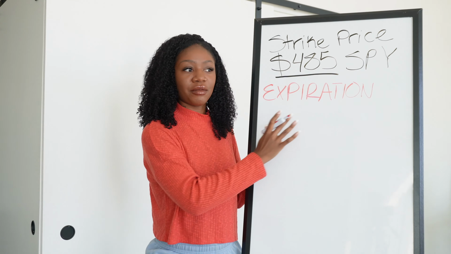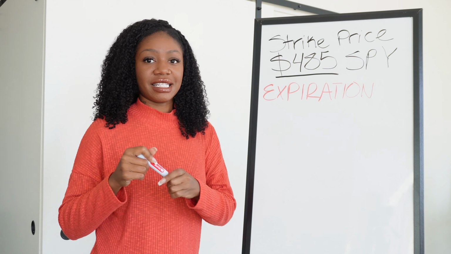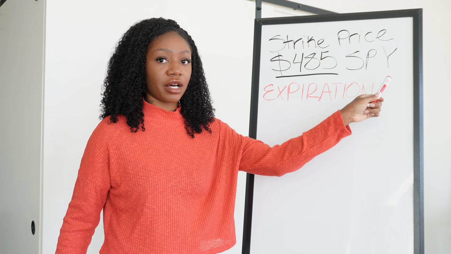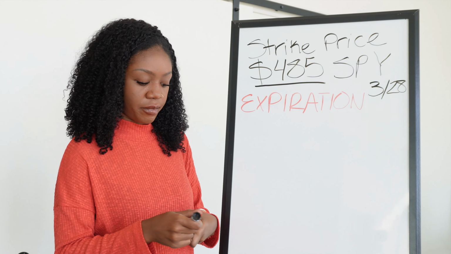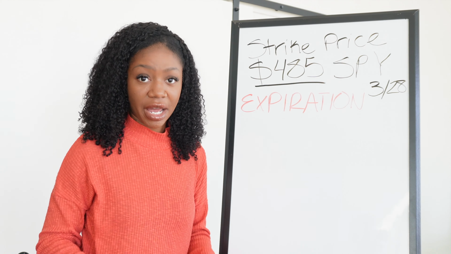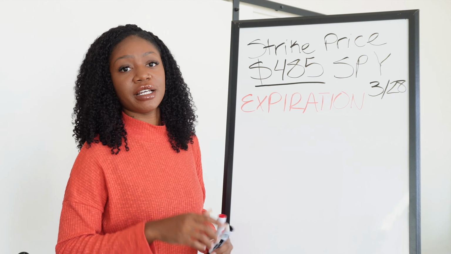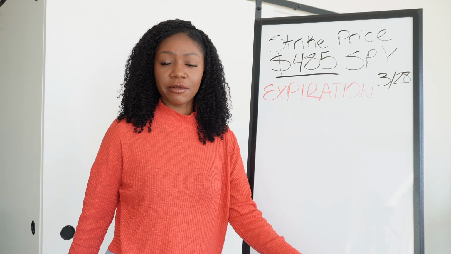The next thing that you need to know when trading stock options is expiration date. The expiration date is the date that you're gonna see on a contract. And let's say it has a date of 3/28, that is March 28th, that is when the contract expires. You need to know this because you cannot hold a contract past expiration date. You cannot sell it after expiration date.